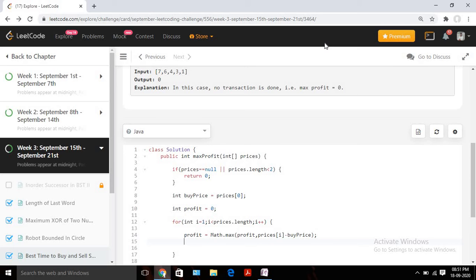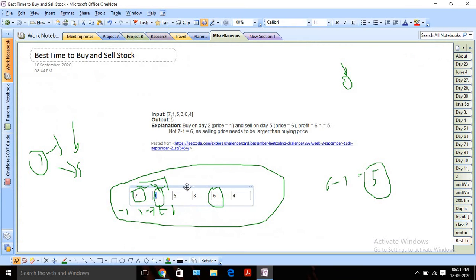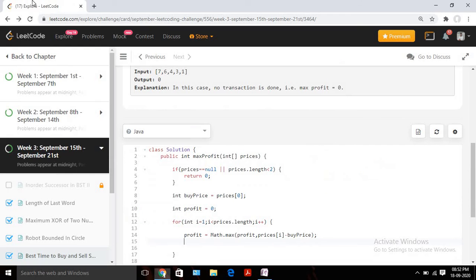So what can happen? Suppose initially we consider that we buy on the first day, but it's not mandatory that I need to buy on the first day itself, right? I can buy on the second day itself, right? So whenever my price is minimum, I am going to buy on that day, so that I can gain the maximum profit. Okay, so we will check that only.